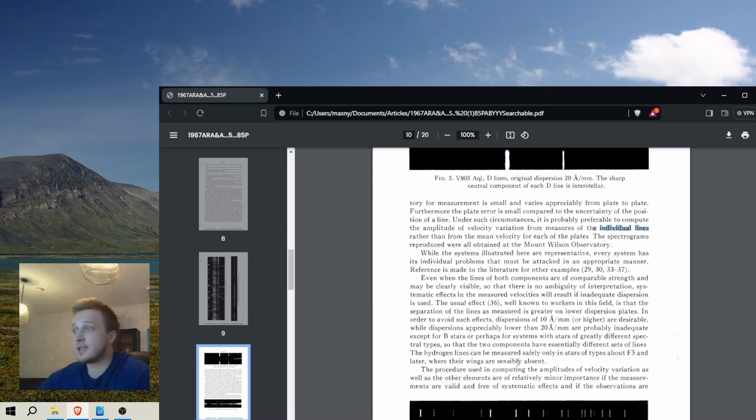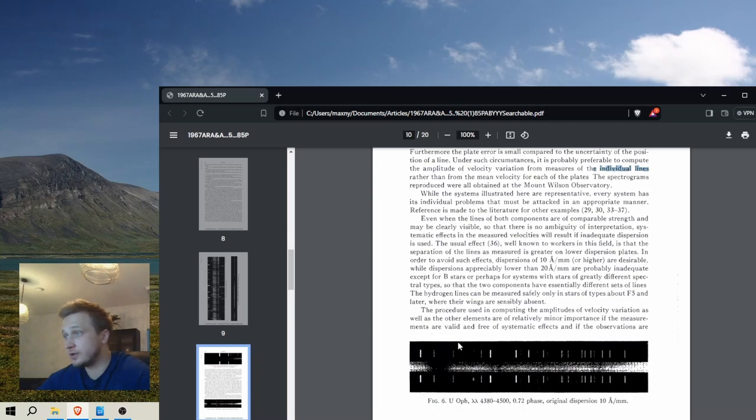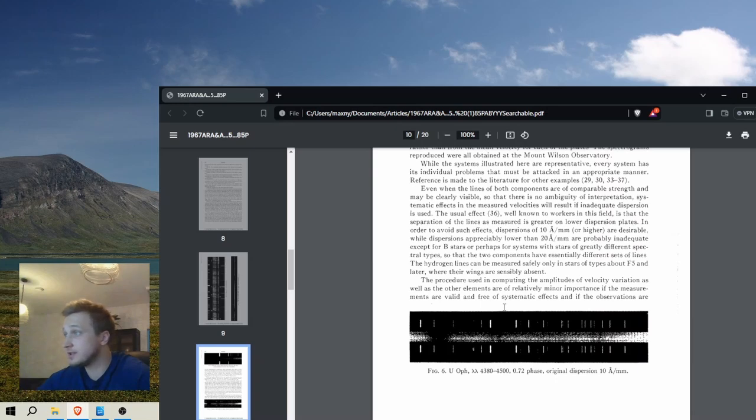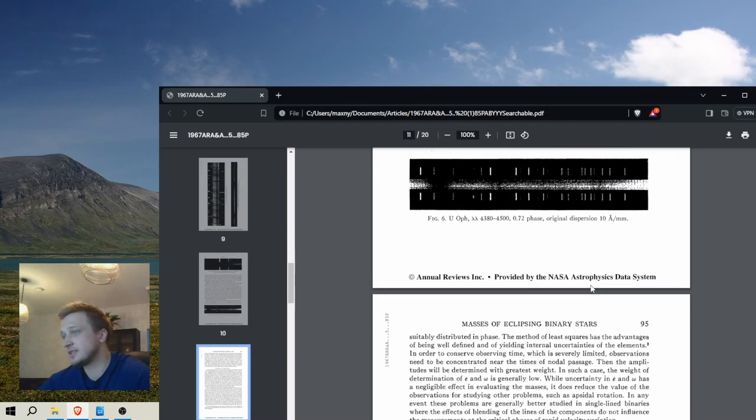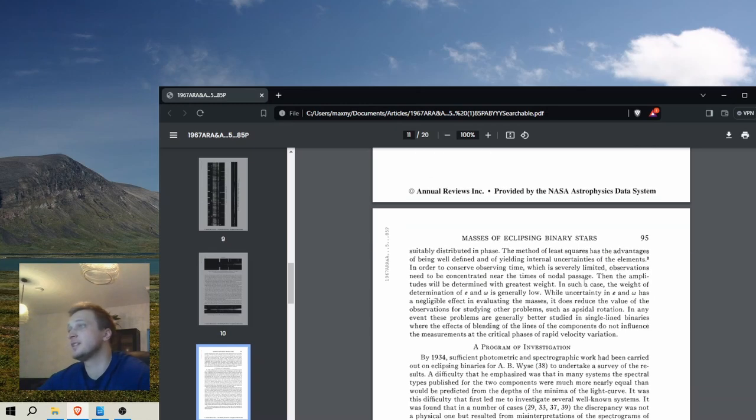The hydrogen lines can be measured safely only in stars of types about F5 and later, where their wings are sensibly absent. Okay, F5. The procedures used in computing the amplitudes of velocity variations as well as other elements are of relatively minor importance if the measurements are valid and free of systematic effects, and if the observations are suitably distributed in phase. The method of least squares has the advantage of being well defined and of yielding internal uncertainties of the elements.